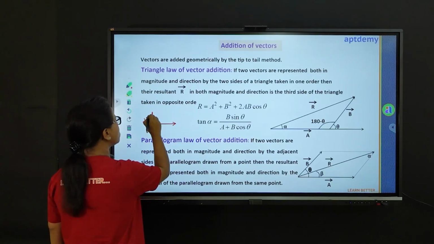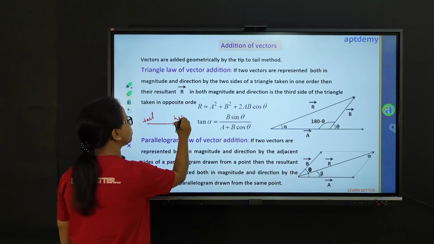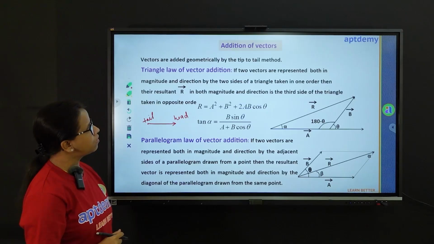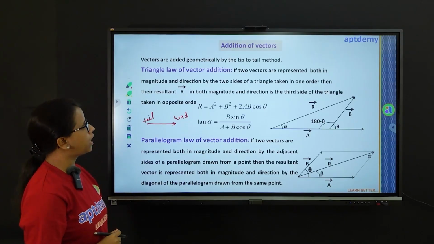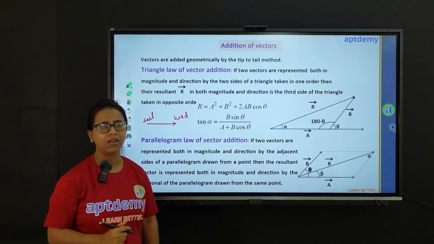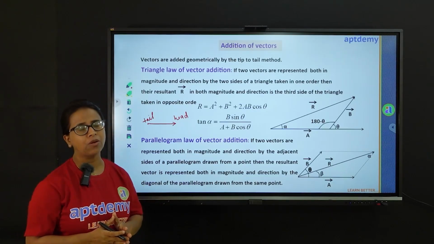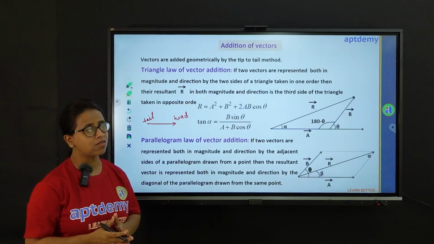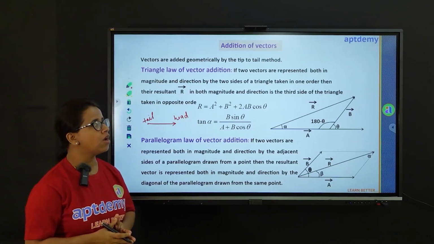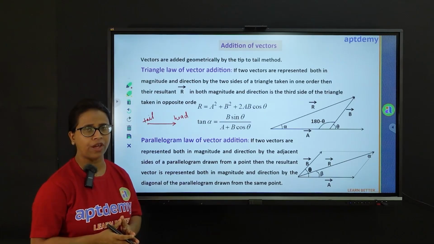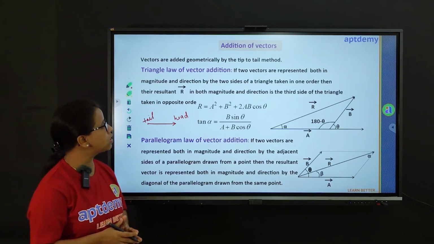And this is the head of the vector. So at the time of addition, vectors are added by the tip to tail method. But mind it, you have to be careful about the angle made between the vectors, which does not follow this particular rule. While deciding the angle of inclination between the two vectors, you have to take special notice.